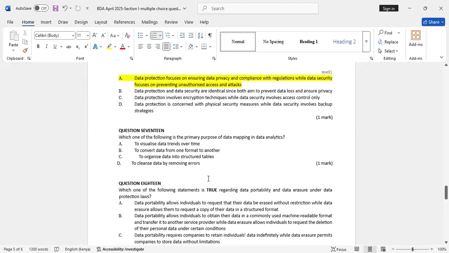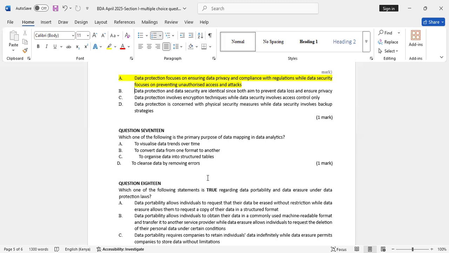Question 17. Which one of the following is the primary purpose of data mapping in data analytics? Why do we do mapping when it comes to data analytics? A, to visualize data trends over time. To visualize is just part of data mapping, but let me read the others. B, to convert data from one format to another. C, to organize data into structured tables. D, to cleanse data by removing errors.